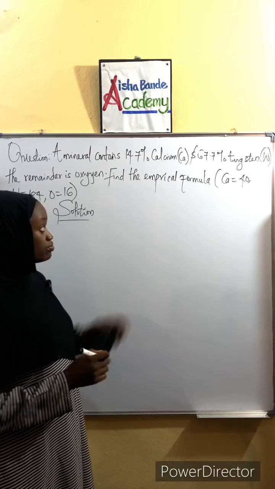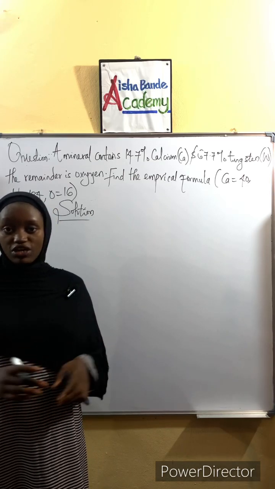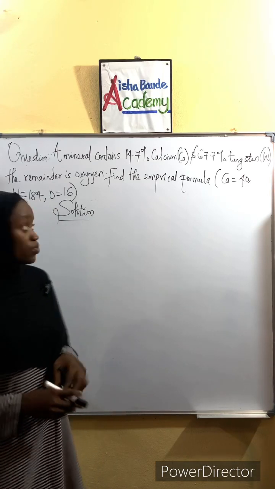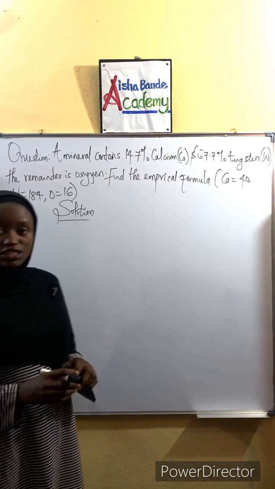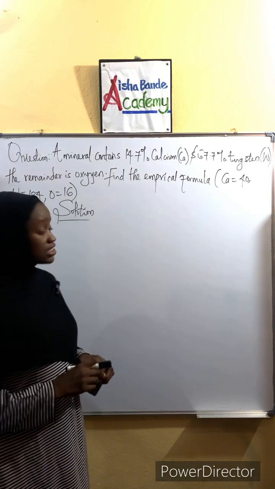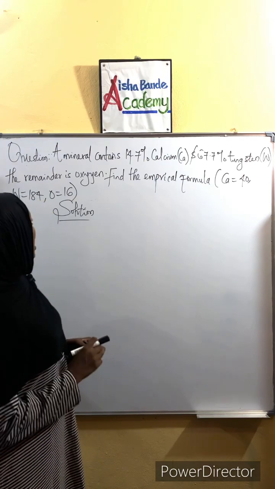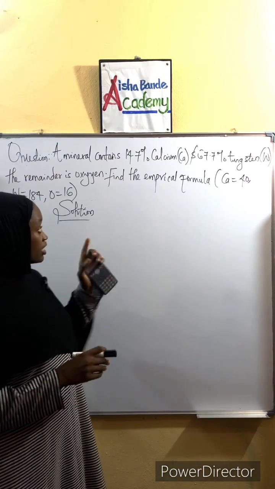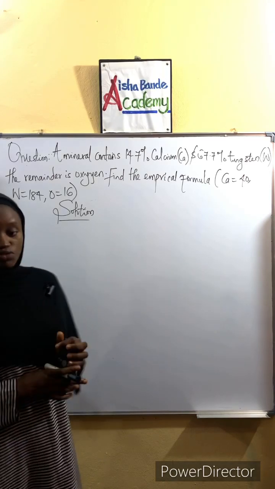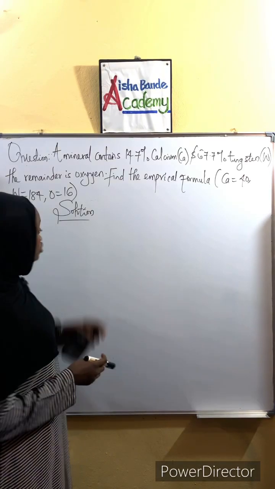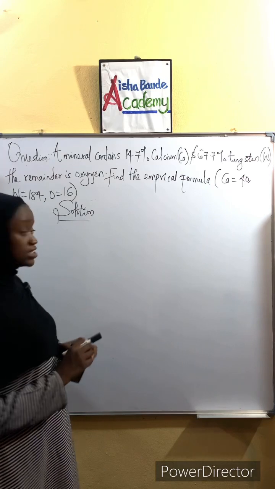So we have another example to solve under empirical and molecular formula. The question says a mineral contains 14.7% calcium, 67.7% tungsten, and the remainder is oxygen. We are asked to calculate the empirical formula given that the atomic mass of calcium is 40, that of tungsten is 184, and oxygen is 16.